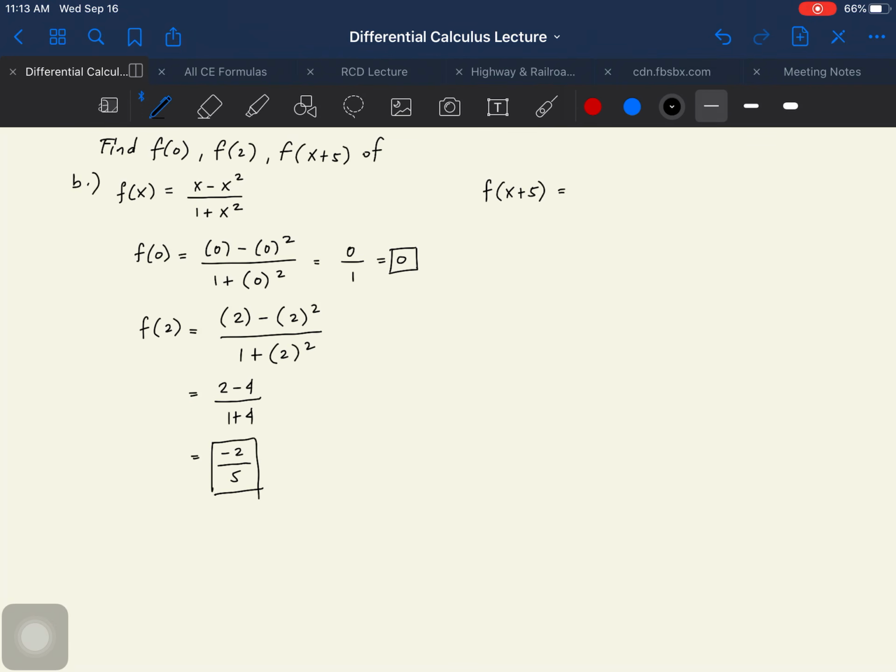so much more complicated. F of x plus 5 to replace x in the original equation. Okay, so x plus 5 minus x plus 5 squared over 1 plus x plus 5 squared.